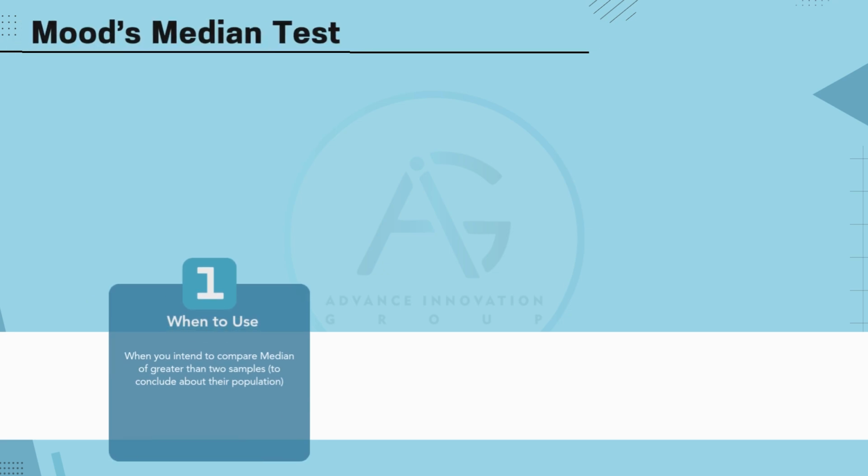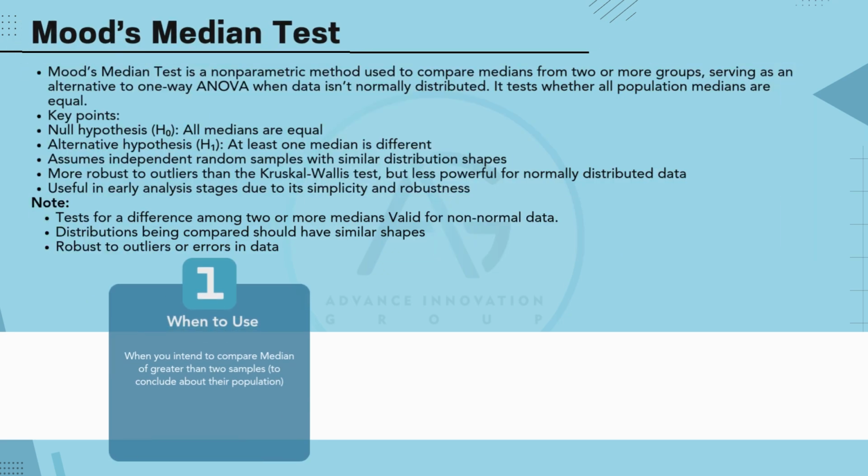Slide title: Mood's median test. Slide purpose. This slide provides a comprehensive explanation of Mood's median test, a non-parametric method used to compare medians from two or more independent groups when the data is not normally distributed. Begin by explaining what Mood's median test is.